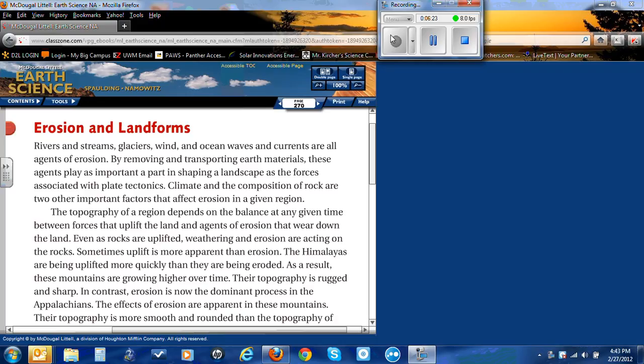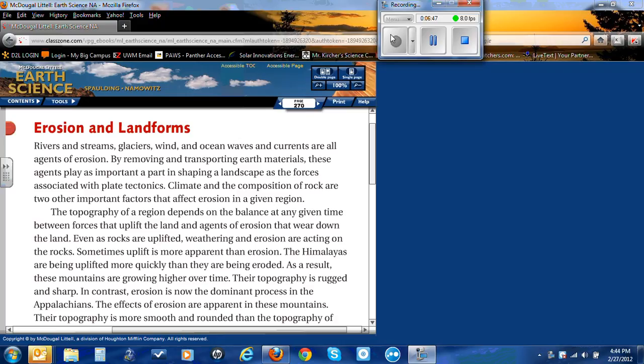Even as rocks are uplifted, weathering and erosion are acting on the rocks. Sometimes uplift is more apparent than erosion. The Himalayas are being uplifted more quickly than they are being eroded. As a result, these mountains are growing higher over time. Their topography is rugged and sharp.